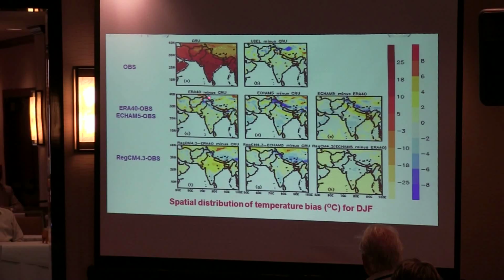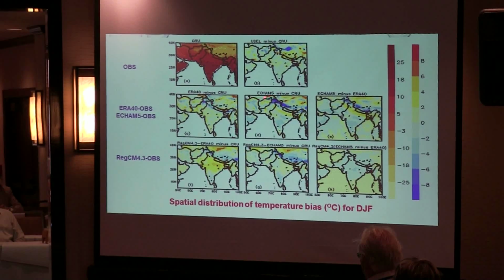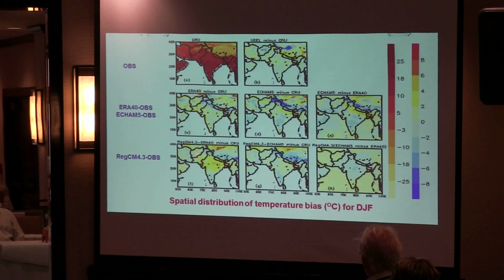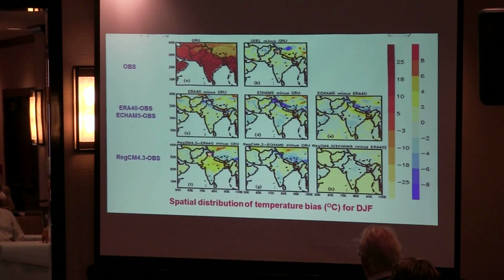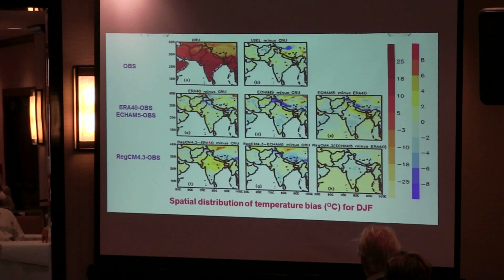Here is the ERA40 minus CRU biases. ERA40, as I explained, is the reanalysis data set. And in the second case, we have the ECHAM5 GCM minus CRU. And here are the two simulations. One is from the ERA40 driving field, and second is from the ECHAM5 GCM.